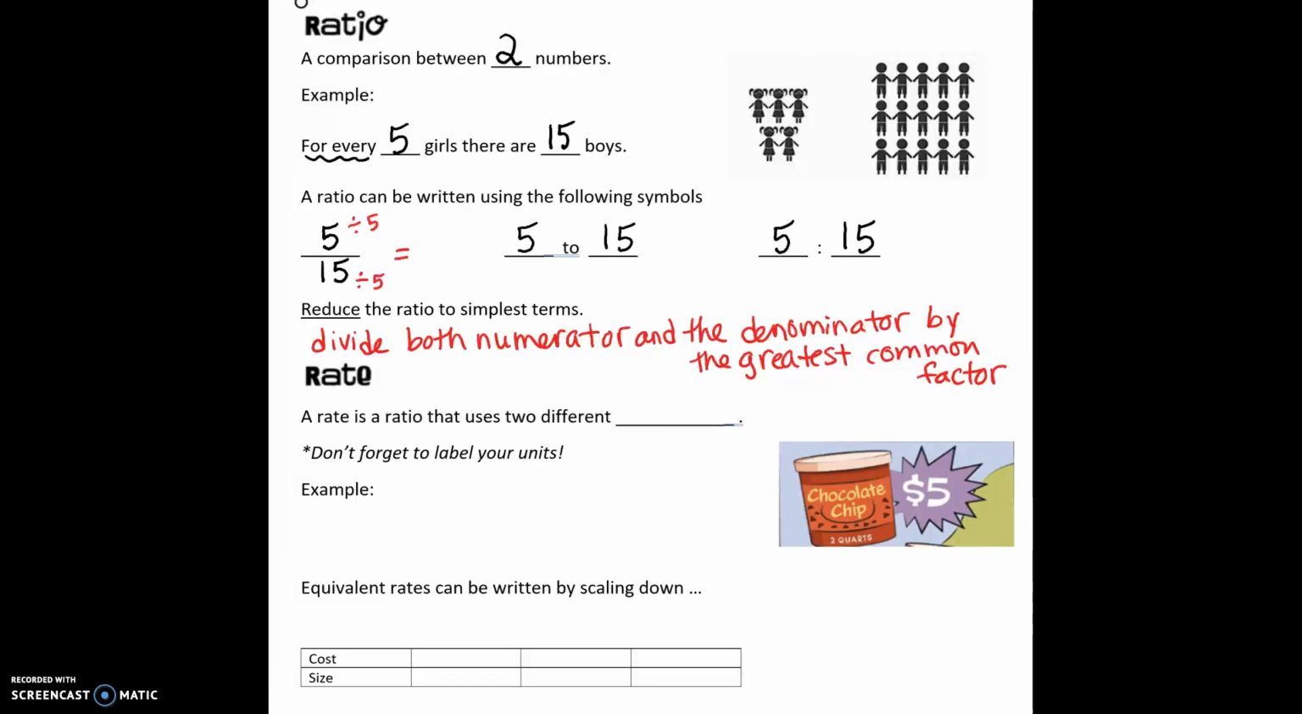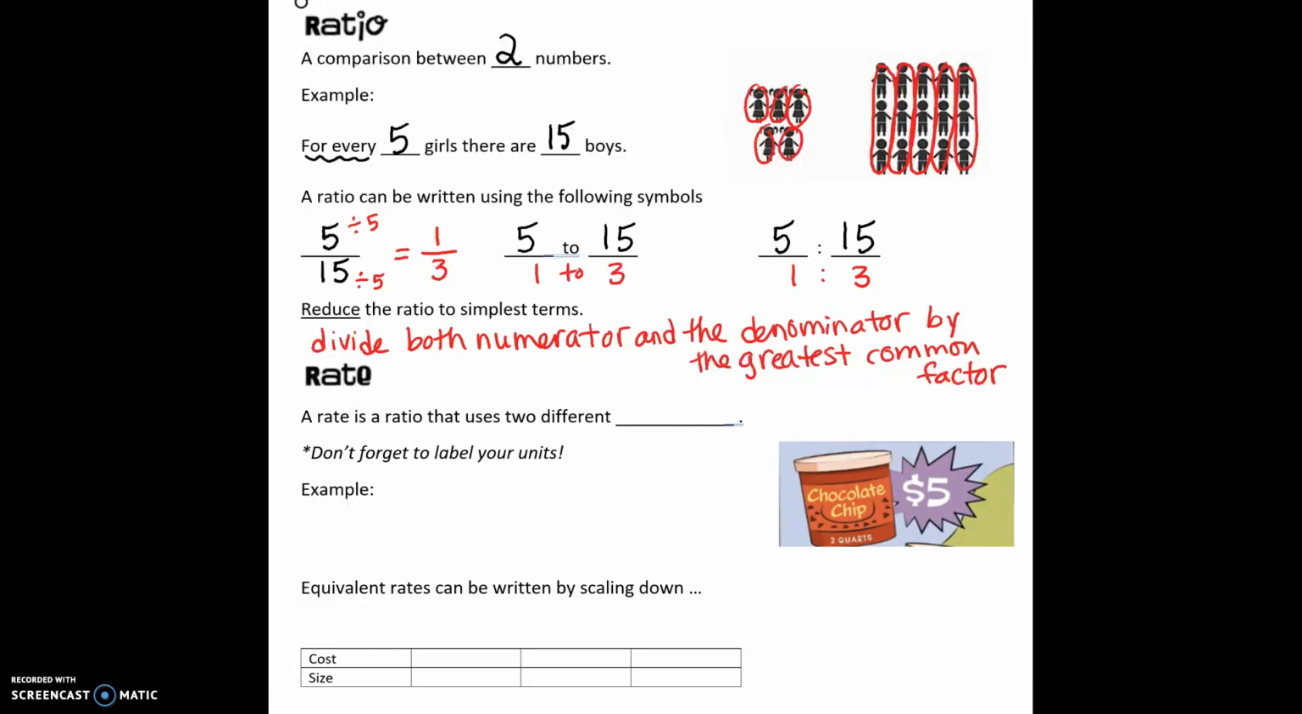And I can write an equivalent fraction in its simplest terms here as 5 divided by 5 is 1 over 15 divided by 5 is 3. So 1/3 would be this fraction reduced to its simplest term. And again, I can write this as a 1 to 3 or a 1 colon 3. So for every 1 girl, there are 3 boys, and we did that 5 times.